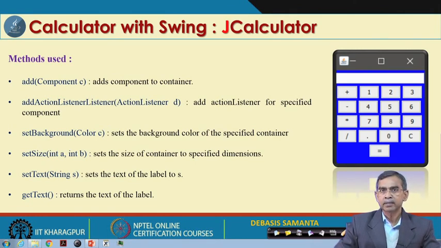The size of that calculator you can also decide using the setSize function, and then setText. setText basically sets the text of the label. That means whatever labels are there, you can set the text, and then getText basically returns the text that you have labeled here.